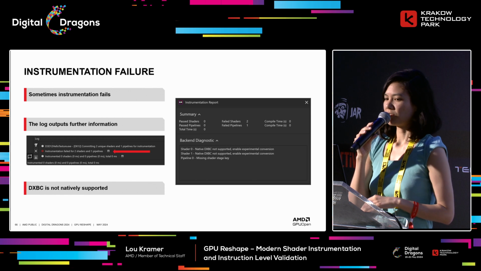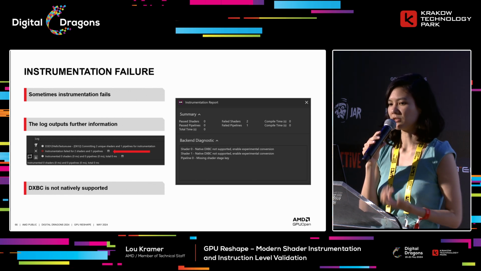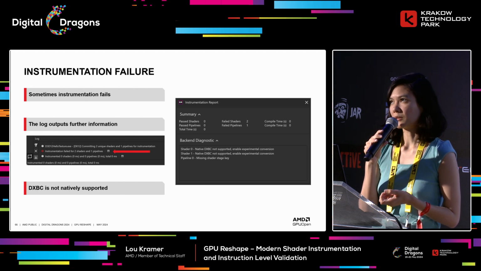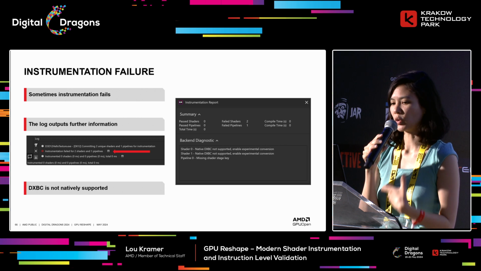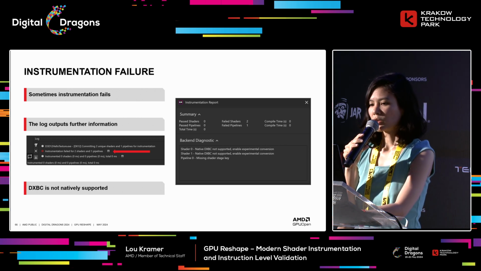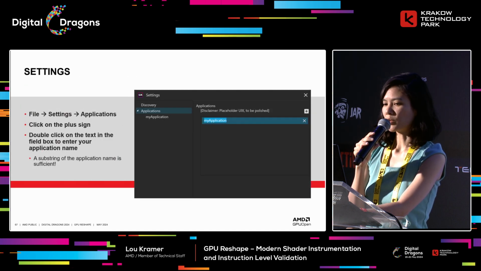Sometimes instrumentation fails, and if it does, then you can inspect the log to see why it failed. And one example would be that it has been the bytecode, because right now the bytecode is not natively supported. So in this case, you can actually try to convert it to Dixel.